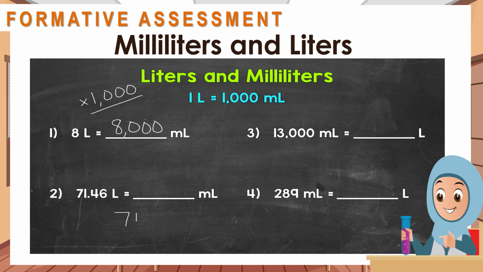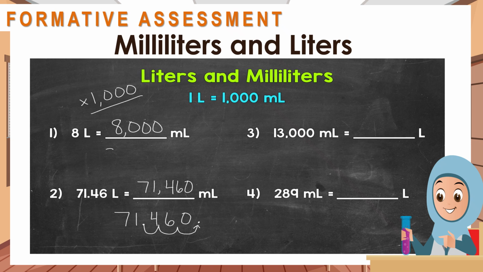So let's rewrite 71 and 46 hundredths here and move the decimal once, twice, and 3 times to the right. Fill this gap with a 0, and our answer is 71,460. So 71.46 liters equals 71,460 milliliters.